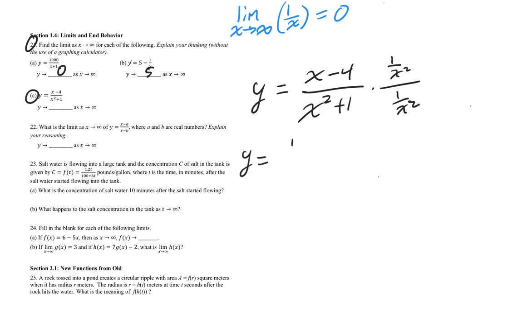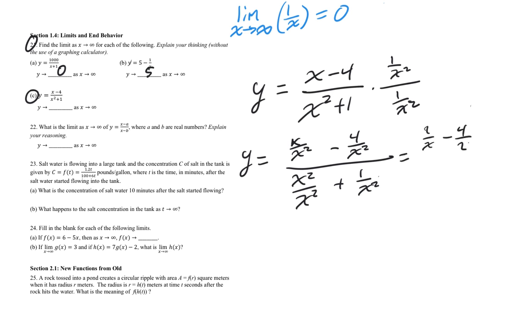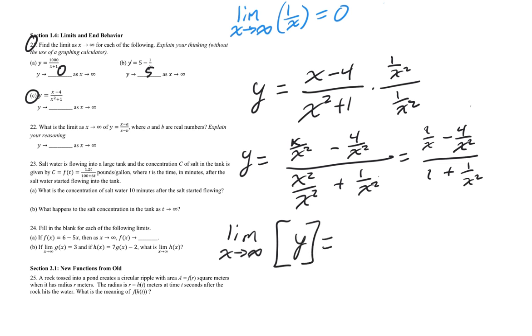This would give us x over x squared minus 4 over x squared, over x squared over x squared plus 1 over x squared. This would give us 1 over x minus 4 over x squared, over 1 plus 1 over x squared. So when we look at the limit as x approaches infinity of this, our terms will become 0 minus 0, and x squared just means it's going to go to 0 even faster, over 1 plus 0, meaning our answer is 0.